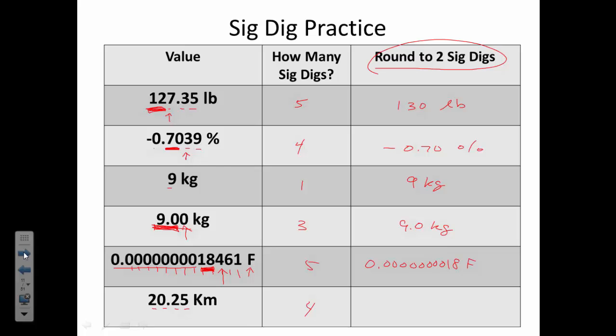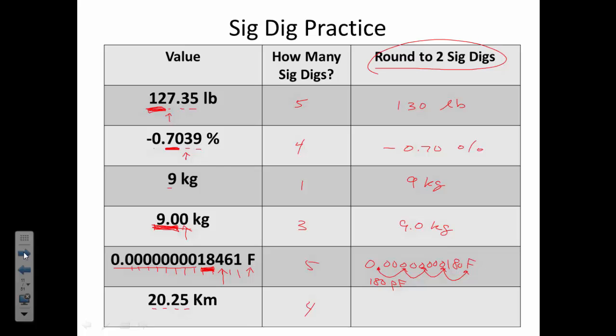Better yet would be to put this in SI prefix notation. So I'm going to move this over. There's milli. There's micro if I move the decimal there. Here's nano if I move the decimal there. If I move the decimal there, there's another 0 in here. I get 180 picofarad.